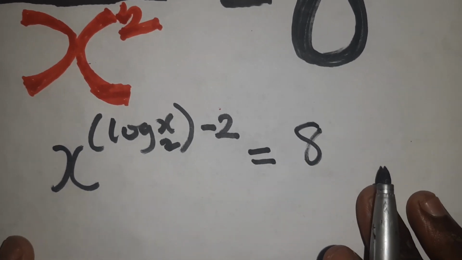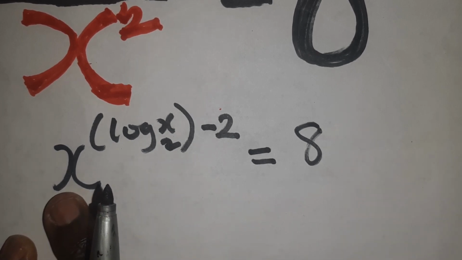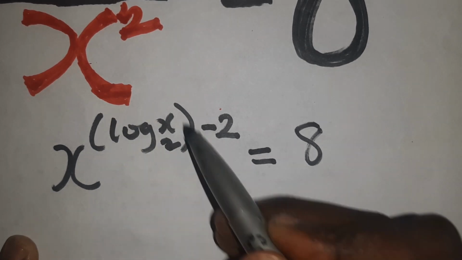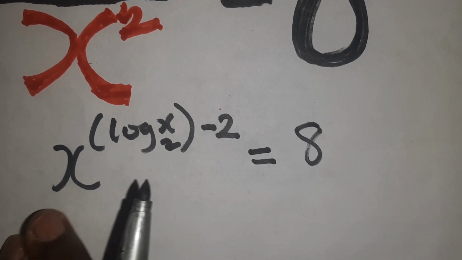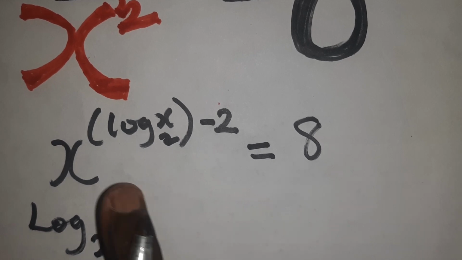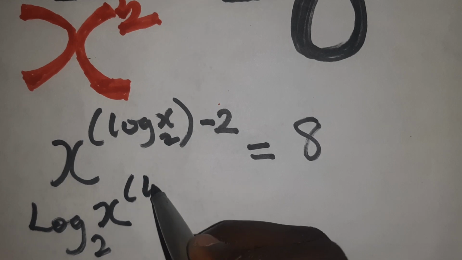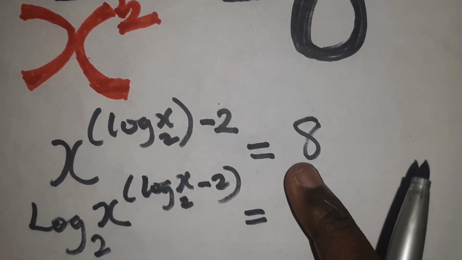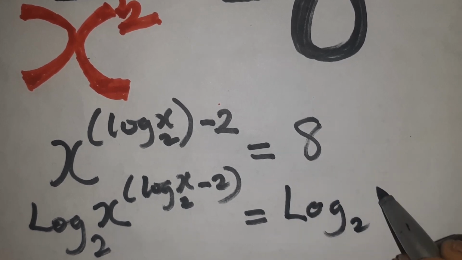And the next thing is to log both sides. But if I'm logging both sides, I will apply log to the base 2 to both sides because I have a particular term here written as log x base 2. So I'm going to apply log base 2 to both sides. So log base 2, and then I have this whole term, x raised to the power log x base 2 minus 2, equals, I'm doing that to the right hand side also, log base 2, then I have 8.